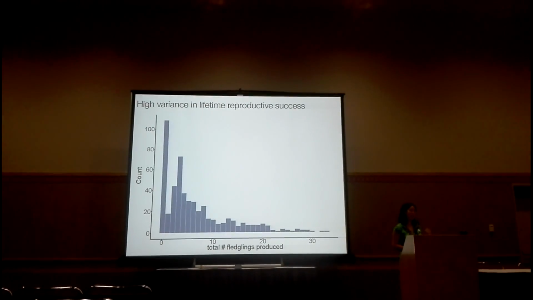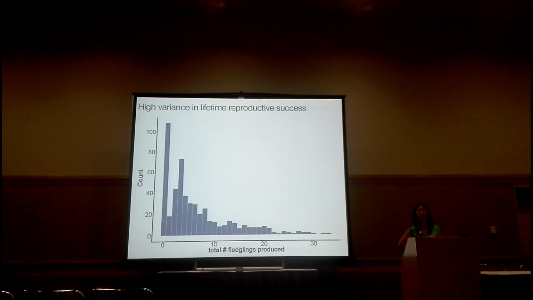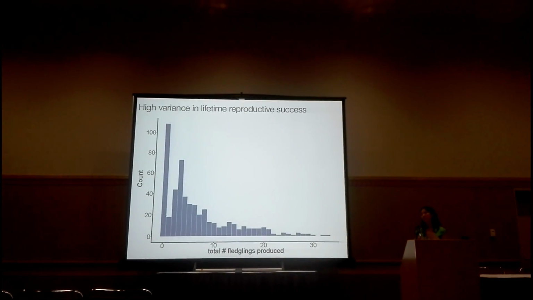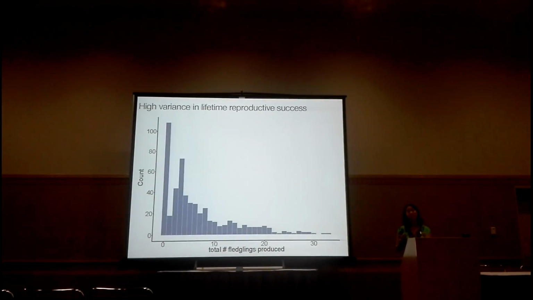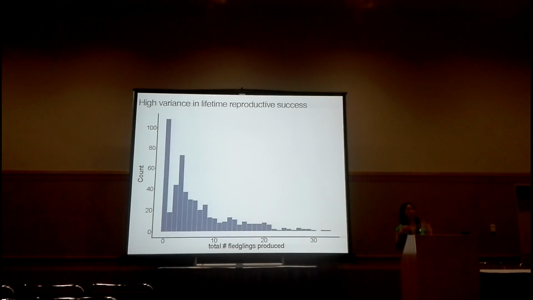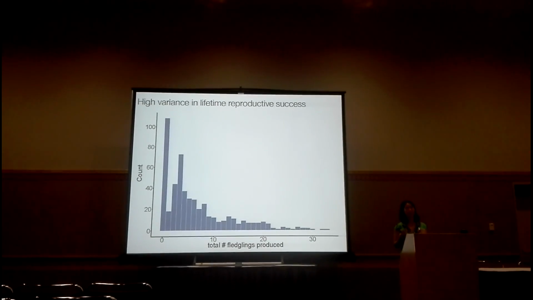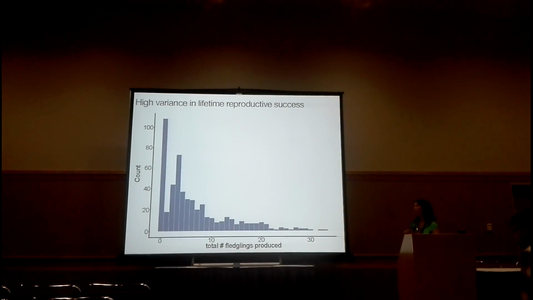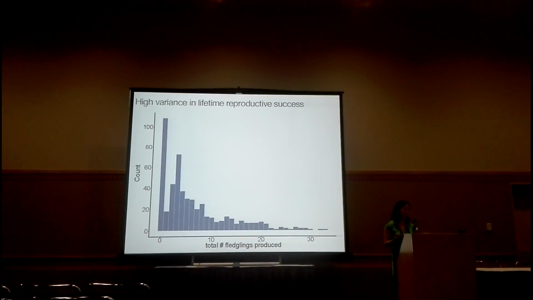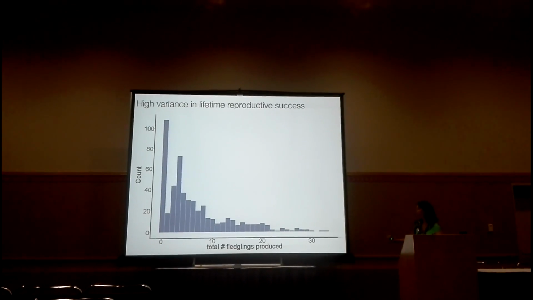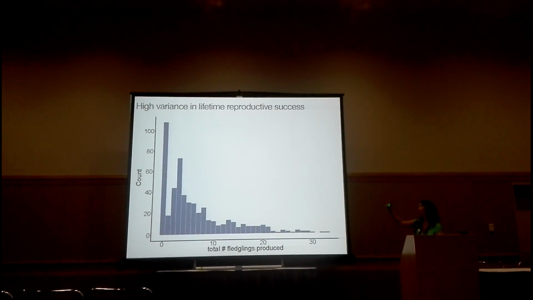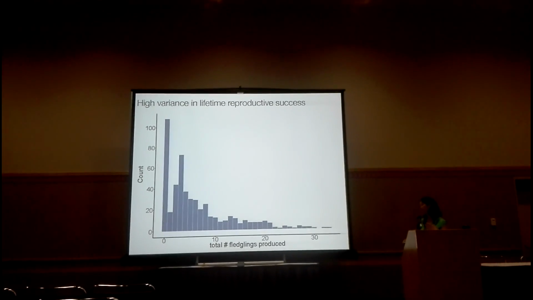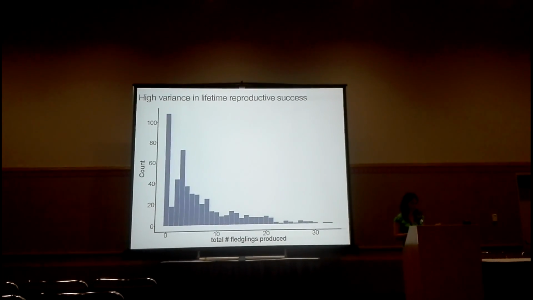Finally, another fun thing we can do with this approach is to look at the expected genetic contribution of particular individuals to levels of population genetic diversity in our population through time. So from the long-term demographic modeling, we know that there's really high variance in lifetime reproductive success. Here I'm showing you a histogram of lifetime reproductive success measured in terms of the total number of fledglings produced.